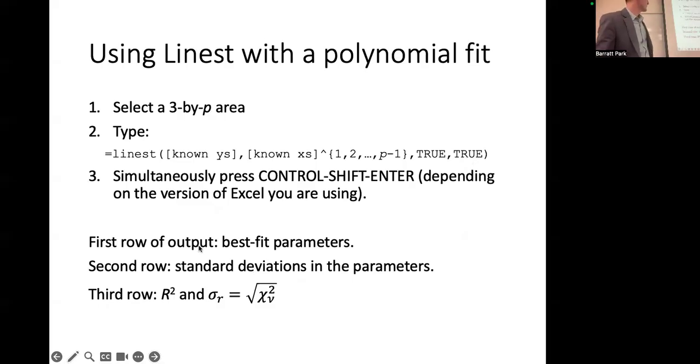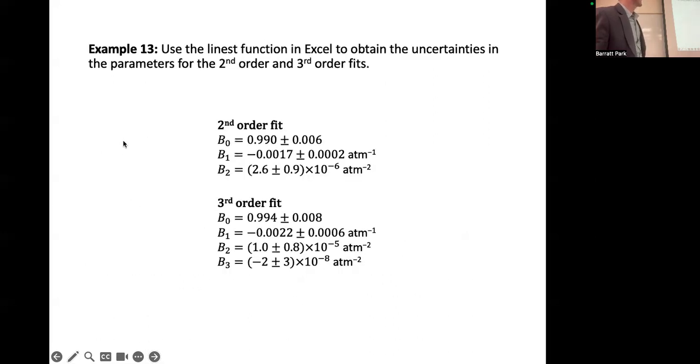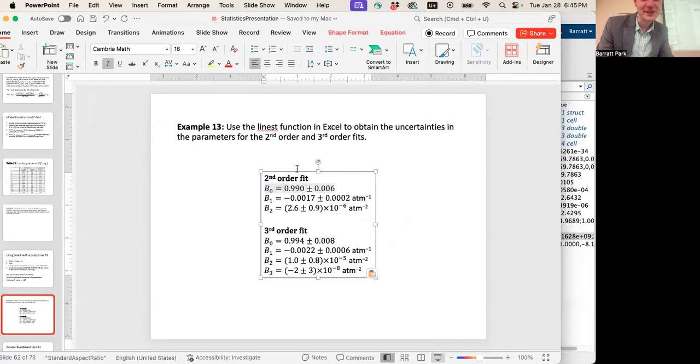Okay, so let's try that. And then here's what the output looks like. We'll look at an example in just a second. Okay, so I put the answer on the slide. I forgot to make this an animation. Oh, well, it doesn't matter. Anyway, so the next example is we're going to use the LINEST function in Excel to obtain uncertainties in the parameters from the second order fit and from the third order fit. And then if we do it correctly, the answer should agree with what I calculated this afternoon.